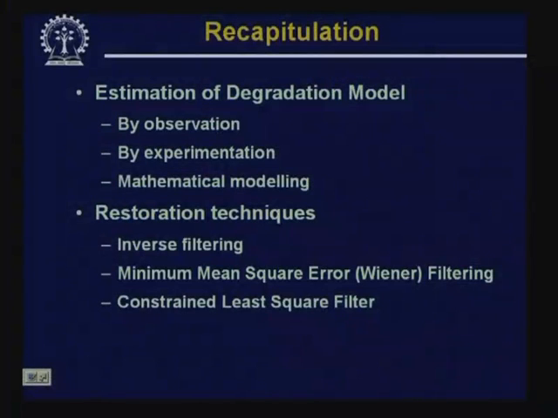In our last class, we have seen three methods for estimation of the degradation model. The first method we discussed is the estimation of the degradation model by observation. The second technique is estimation by experimentation, and the third technique is the mathematical modeling of degradation. Then we have also seen the corresponding restoration technique, and in our last class we talked about the inverse filtering technique, and today we will talk about the other restoration techniques which also make use of the estimated degradation model or the estimated degradation function.